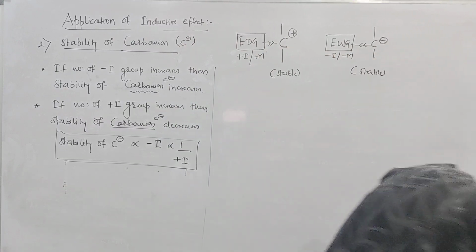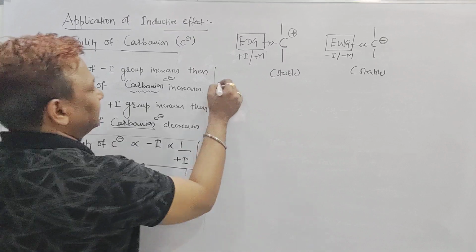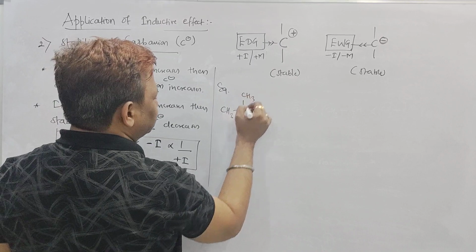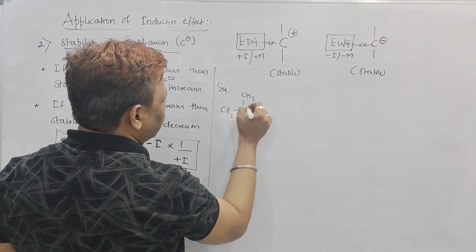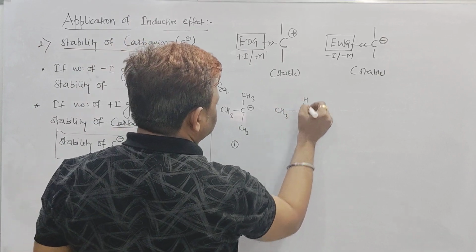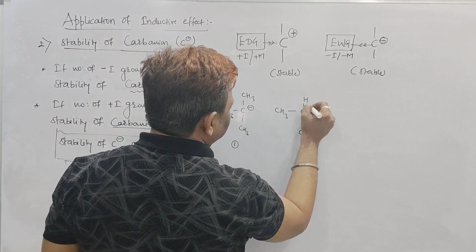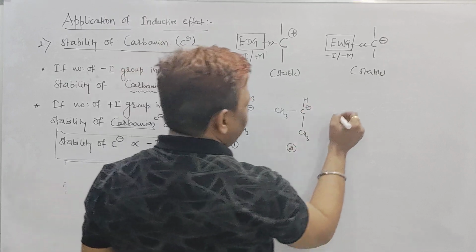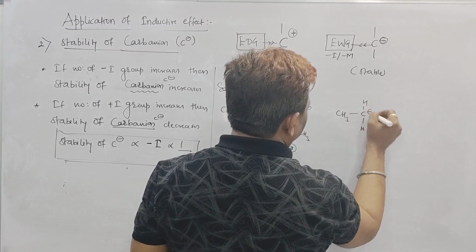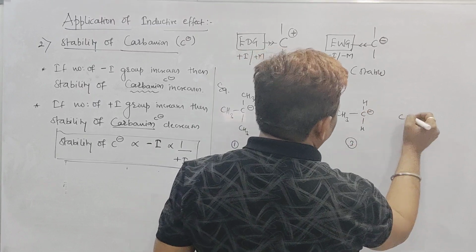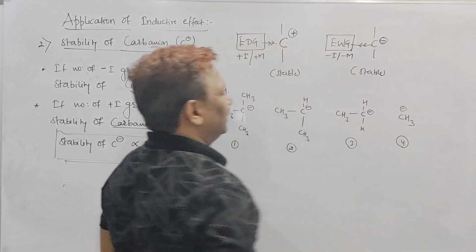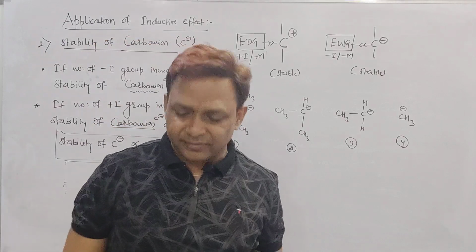Now among this one, which is more stable? Just decide and tell me. CH3, then C, then CH3, then CH3 and negative charge. This is compound number 1. Then CH3, then CH, CH3, this is a negative charge, compound number 2. Then CH3, then C, then H, negative charge, compound number 3. And the last one, beta, CH3 negative, it is compound number 4. Can you decide, beta, the stability order of carbanion?